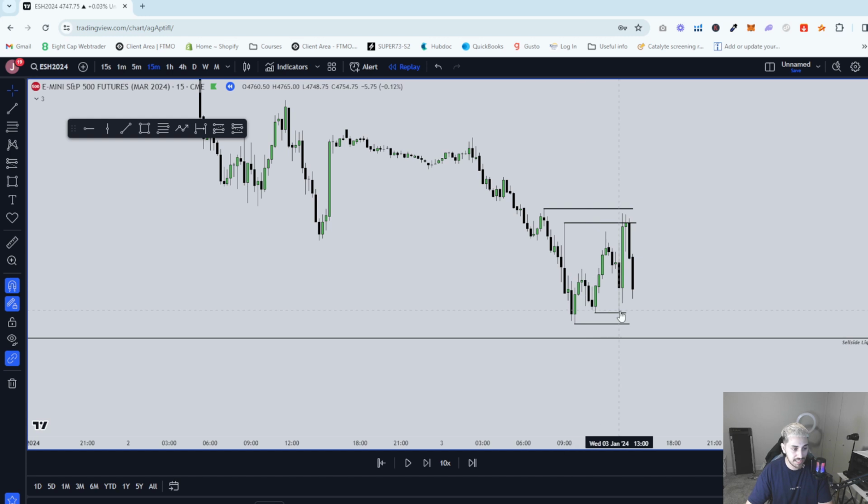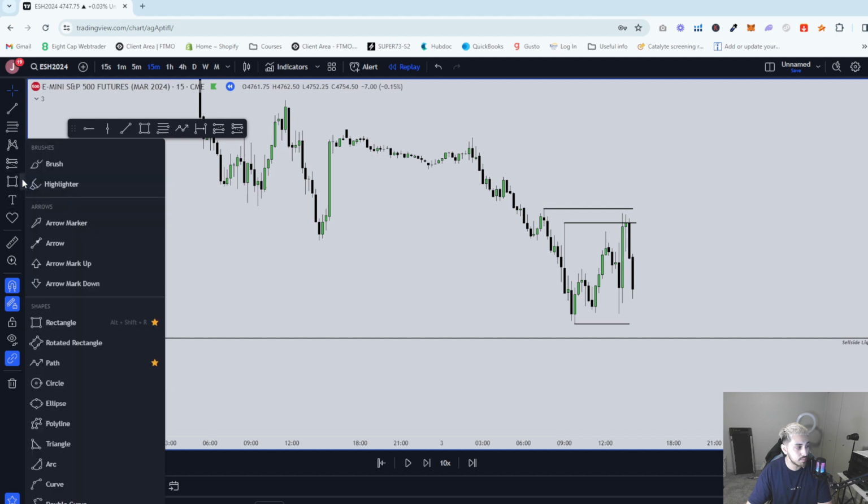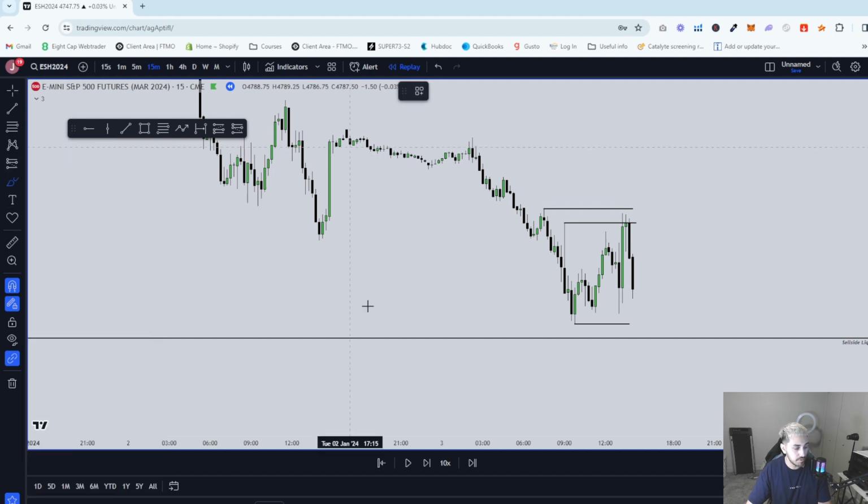Let me delete these lines down here, right? We took out internal, but we still have that external low, right? And all this is relative equal lows, right? All this right here is relative equal lows, right? Price looked like it wanted to reach a little lower in the morning right here to take out that low. It failed to do so.